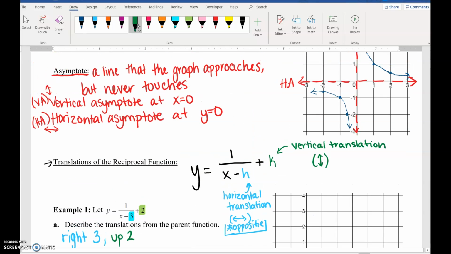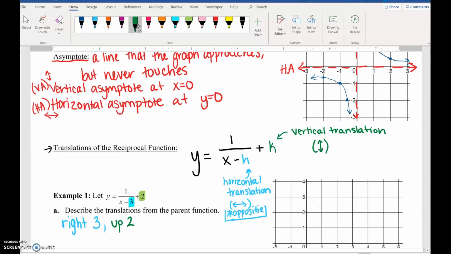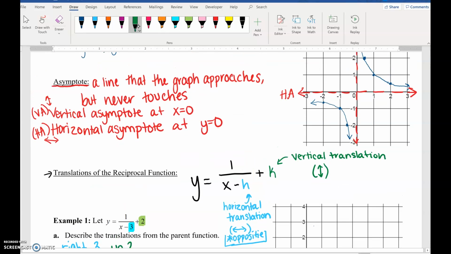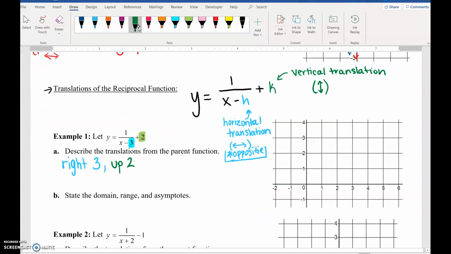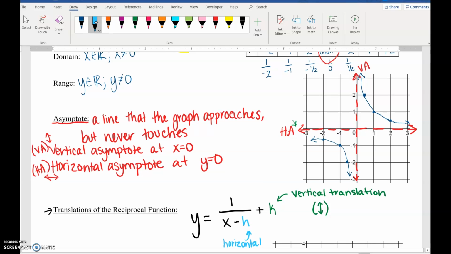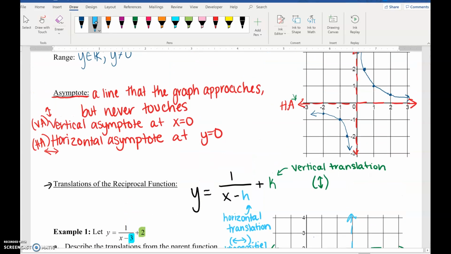So I'm literally taking this entire graph up here that we just looked at, and we're moving everything up 2 and right 3. So I'm going to draw my up 2. I'm going to take this horizontal asymptote right here, and I'm going to move it up 2. So now it's right here. Then I'm going to take the vertical asymptote that was on this graph right here, and I'm going to move it right 3. And then all those points that we had before move with it.